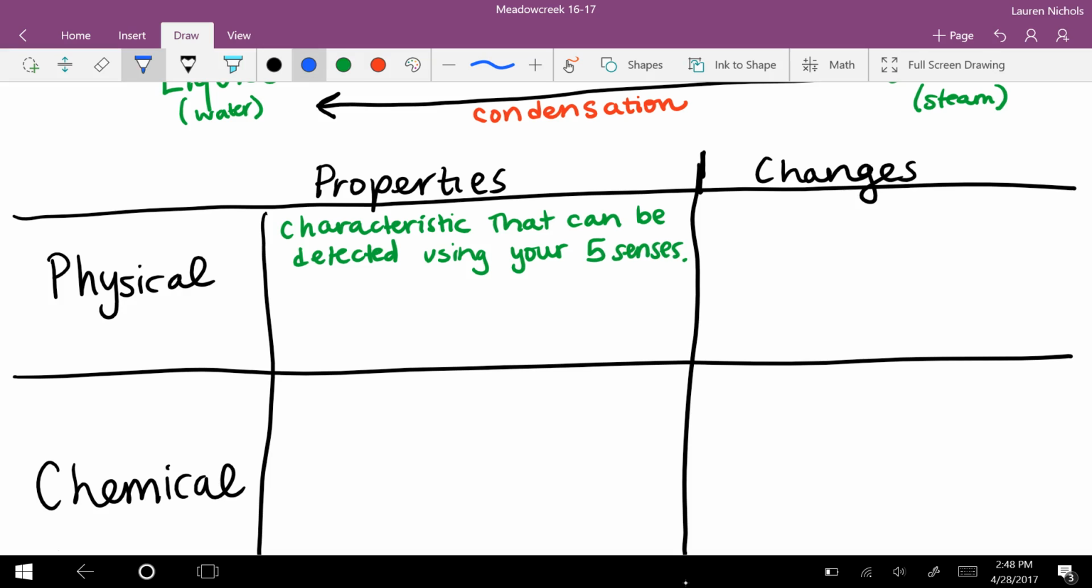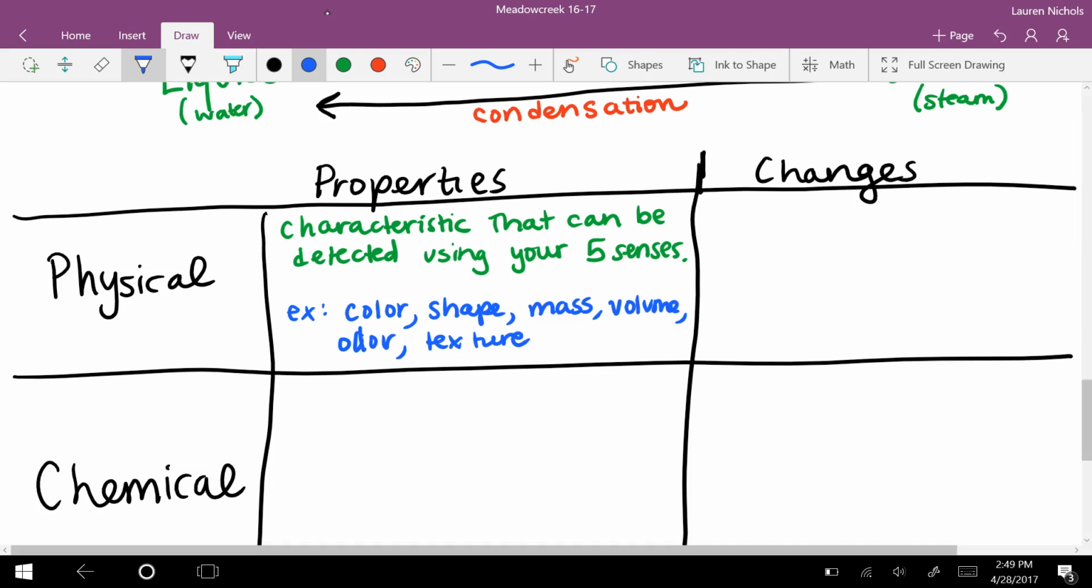Okay, so some examples of these would be color, shape, mass, volume, odor, texture. All of these are examples of physical properties.